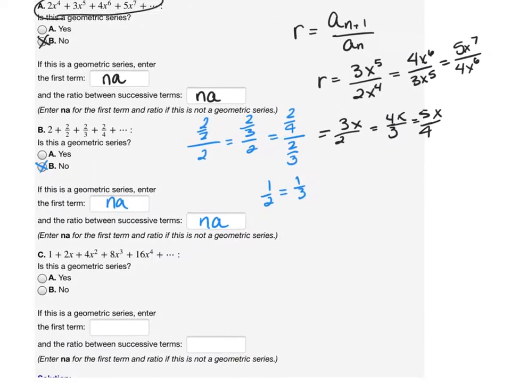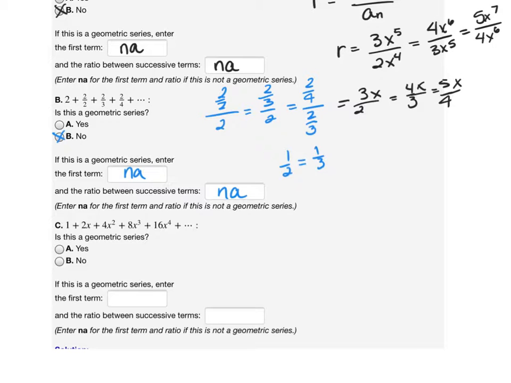So let's take a look at our third and final one. Again, I'm going to do the ratio, and so I'll do this in red. I have 2x over 1. Is that the same thing as 4x squared over 2x? Is that the same thing as 8x cubed over 4x squared? Are those all the same? Yes, so that is a yes. So the first term is 1. That's this.